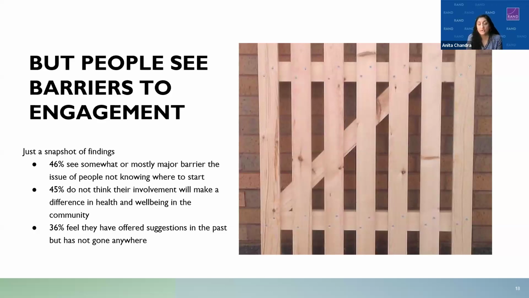And you can see that with over a third of the population saying that they offered suggestions in the past, but felt it didn't go anywhere, which may then contribute to some of those earlier findings about not feeling like things are making a difference. So how we structure engagement and participation activities with feedback loops, follow through, continuous participation, accountability really matters in the context of civic participation. Yeah, it's not a one-time thing.